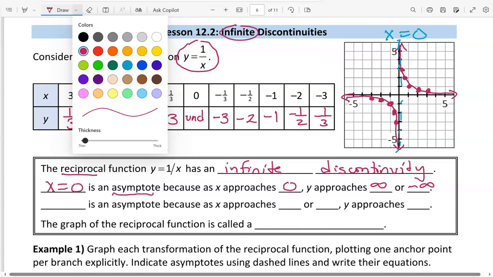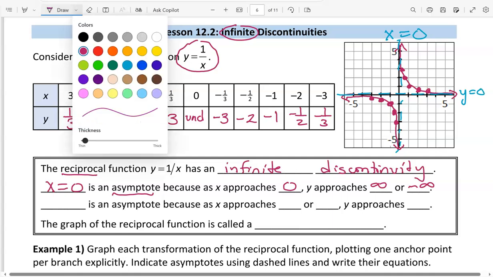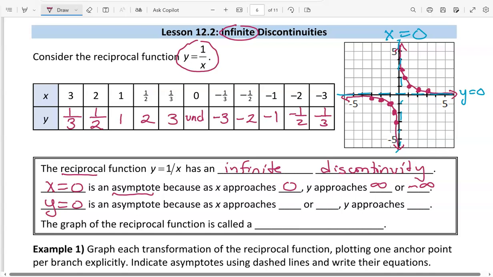There is also a horizontal asymptote to this graph. That's the x-axis, which is a horizontal line, so its equation will be y equals 0. And y equals 0 is an asymptote to the graph because as x approaches either positive infinity or negative infinity, the y value approaches 0. And that is talking about the ends of the graph. So the right end of the graph, our x values are getting larger and larger, approaching infinity, and the left end of the graph, the x values are getting more negative, which means they're approaching negative infinity.